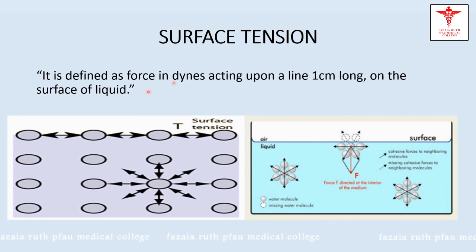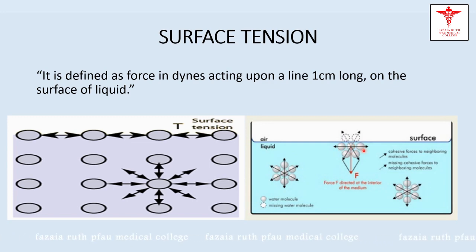So what is surface tension? It is defined as force in dynes acting upon a line 1 centimeter long on the surface of a liquid. In a liquid, there are intermolecular forces that are termed cohesive forces. In the interior of the liquid, molecules experience cohesive forces from all directions and can move in all directions. In contrast, molecules at the surface of the liquid do not experience cohesive forces from above due to the air-liquid interface.